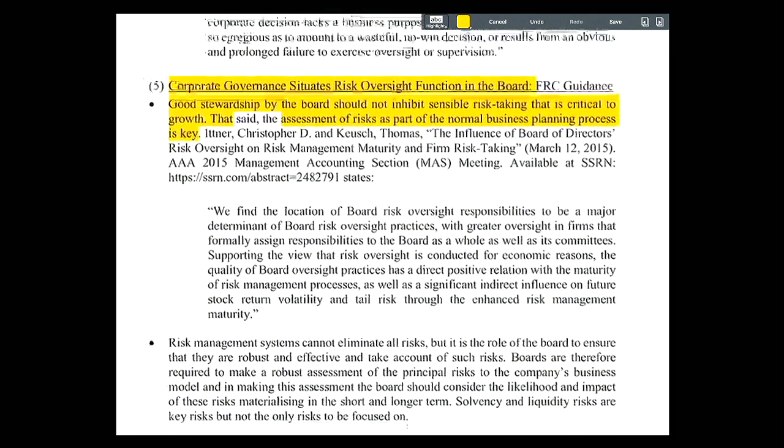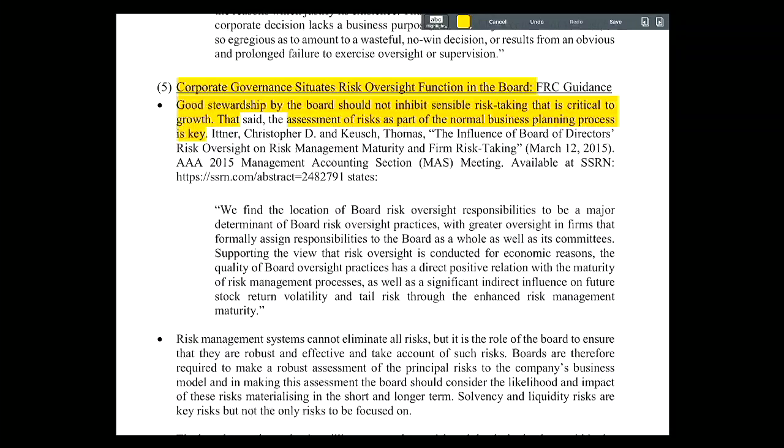And so again, here I refer to this paper where you see Ittner basically saying that we find the location of board risk oversight responsibilities to be a major determinant of board risk oversight practices, with greater oversight in firms that formally assign responsibilities to the board as a whole, as well as to its committees.